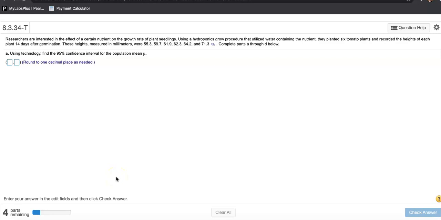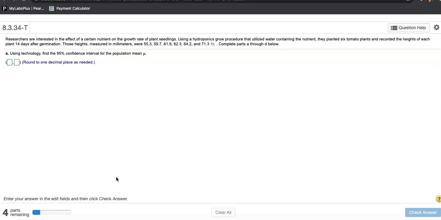This is for 8.3.34. Researchers are interested in the effect of a certain nutrient on the growth rate of plant seedlings. They used a hydroponics grow procedure that utilized water containing the nutrient. They planted 6 tomato plants and recorded the heights of each plant 14 days after germination. Those heights, measured in millimeters, were 55.3, 59.7, 61.9.